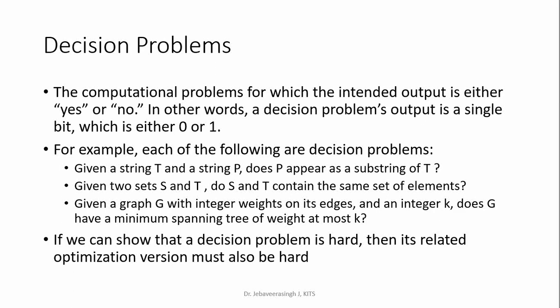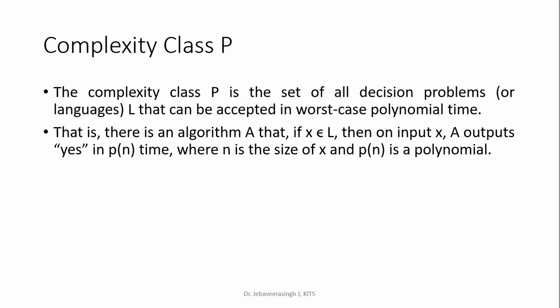If we can show that a decision problem is hard, then its related optimization version must also be hard. What is hard? It is not polynomial time computable. So if it is polynomial time computable, then it is class P. If you have a decision problem and that decision problem can be solved in polynomial time, then it is of class P. So what do we mean by accepted and non-accepted here?